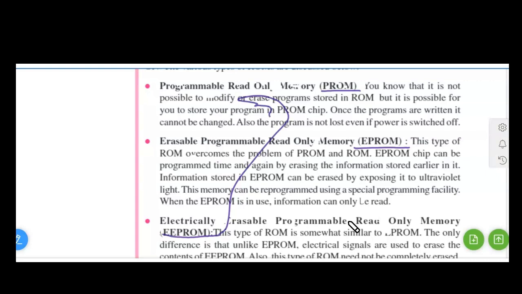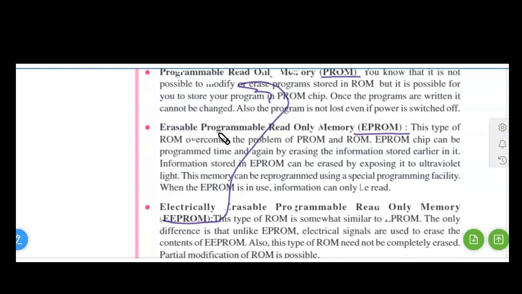So programmable read-only memory: it is not possible to modify or erase the program stored in ROM, but it is possible for you to store your program in a PROM chip. In a PROM chip, you can store your programs, and once the programs are written, they cannot be changed. You can program the ROM accordingly, store your data, and once it is done, you will not lose the information.